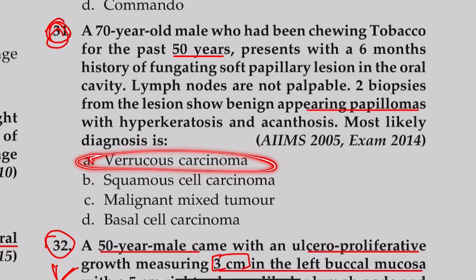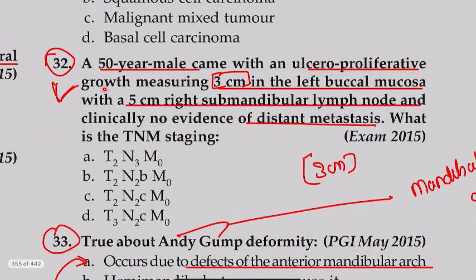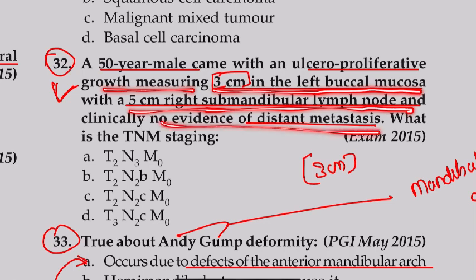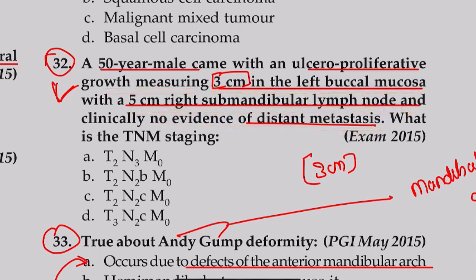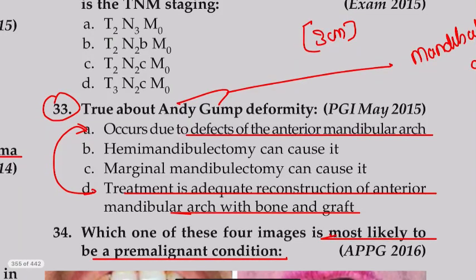Verrucous carcinoma. A 50-year-old male came with ulceroproliferative growth measuring 3 cm in left buccal mucosa with 5 cm right submandibular lymph node and clinically no evidence of distant metastasis. What is the T and M staging? That is T2, N2c and M0, right?